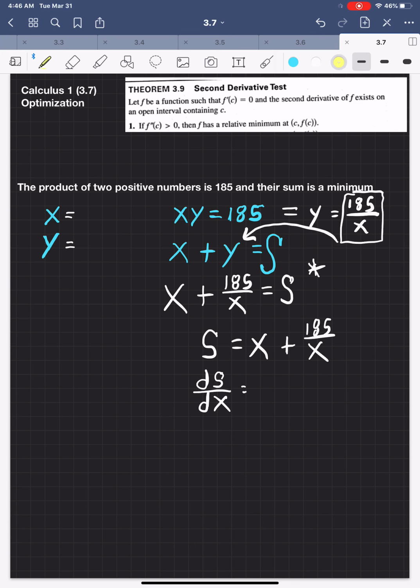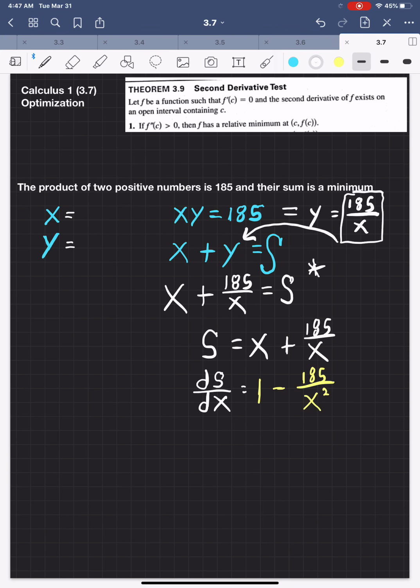Well, the derivative, I'm just going to produce this. Derivative of x is 1. Again, if you would write this as 185 times x to the power of negative 1, and then you can take your derivative, but that's going to end up being minus 185 over x squared. No time to go through things that you should know by now.